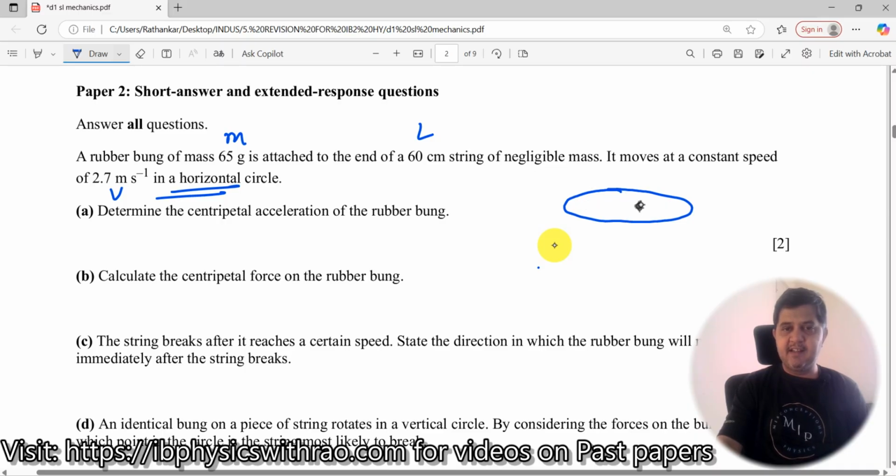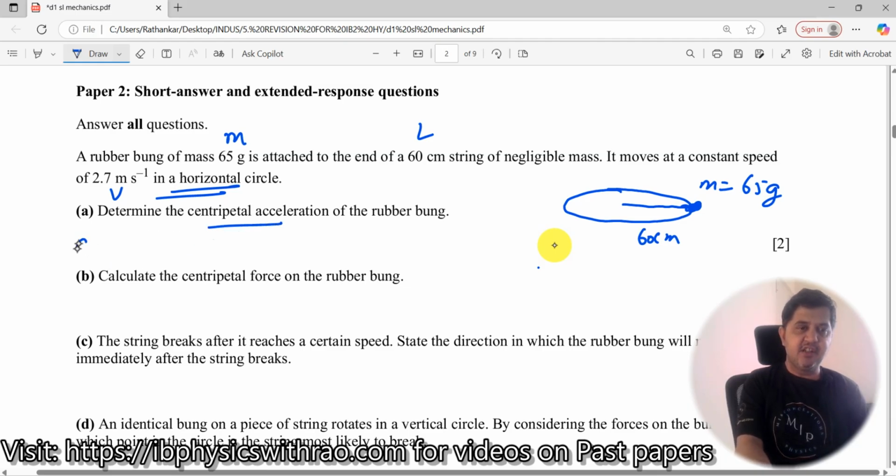Okay, and this length is 60 centimeter here, 60 centimeter here. The object is over here, and its mass is given by 65 grams. Determine the centripetal acceleration of the rubber bung. So what do we need?